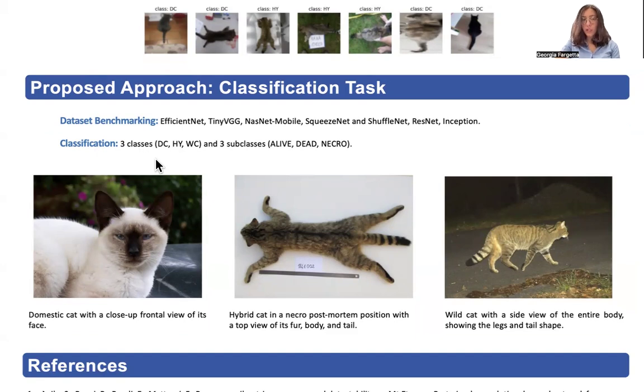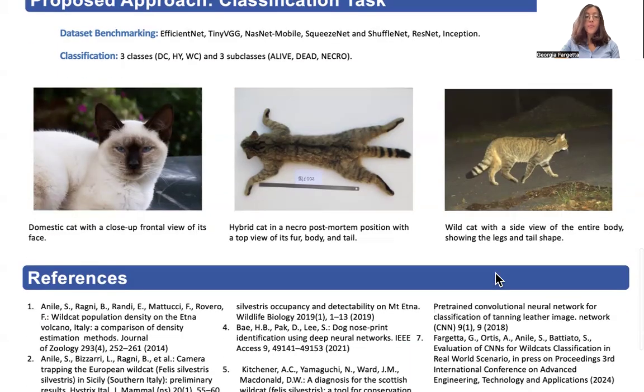So the classification of the classes is the following, and in the dataset you can find three different types of position of the cat: the frontal view, the necropsy postmortem position, which is important because we can study the pelage and the tail of the cat, and the side view, in which we can see the entire body and the feet.